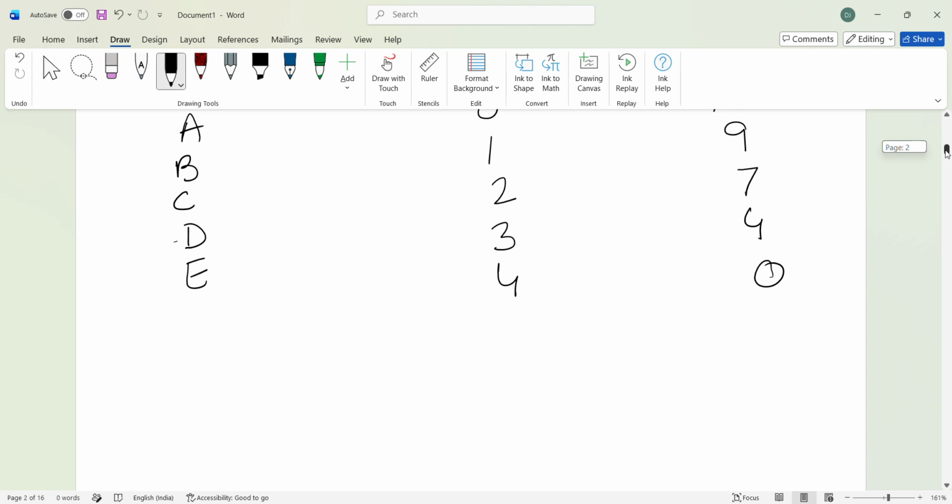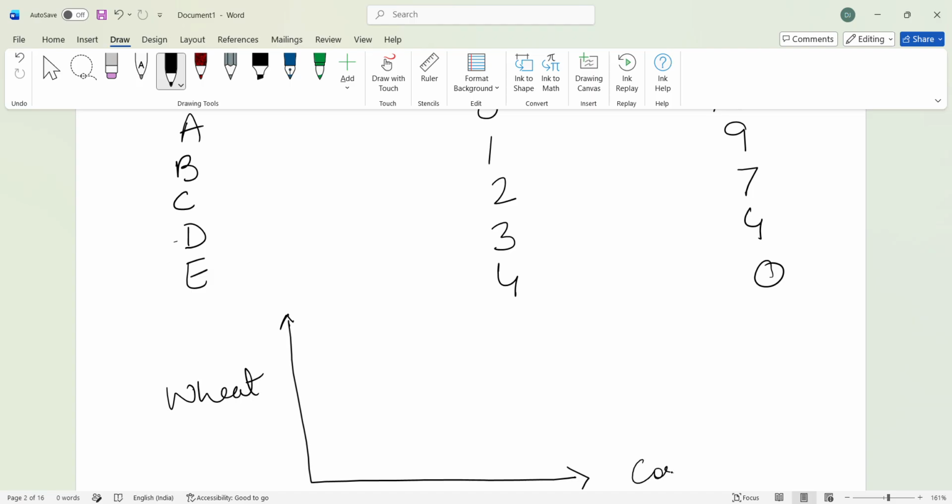Now let's plot this. I hope you know how to plot this. I'll try to keep that table in front so that you understand. It's a 2D diagram, so I'll have wheat on the y-axis and corn on the x-axis. Let's plot. You have 0 corn and 10 wheat, so the first point is somewhere here. That's point A, the first possibility. Then you have 1 corn here, 2 corn here, 3 corn here, and 4 corn here. You have 1 corn and 9 wheat.